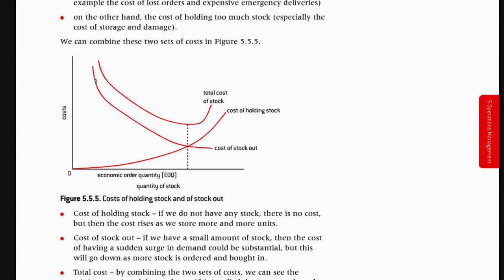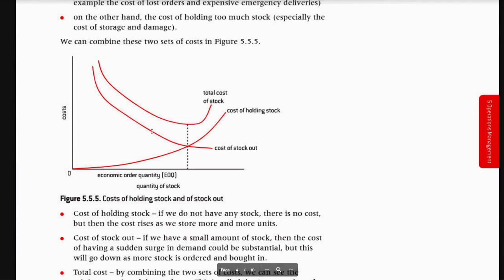If you ran out of stock and you couldn't sell the product, there would be a cost to that too, and that's being tracked. And then there's also a cost of holding stock. So the more stock you hold, the more storage space you're going to need, and the more wastage you're going to have.